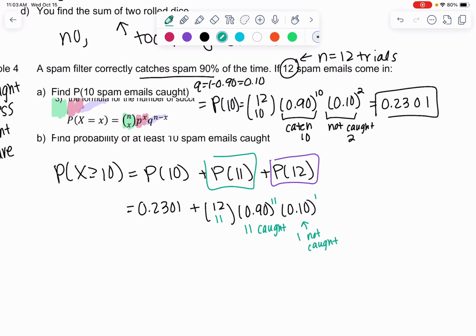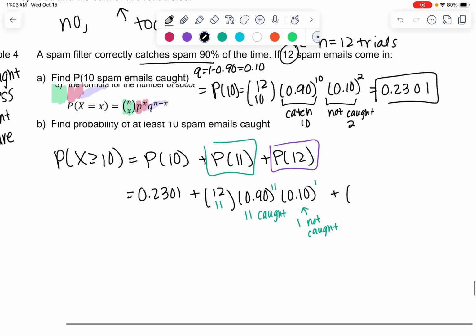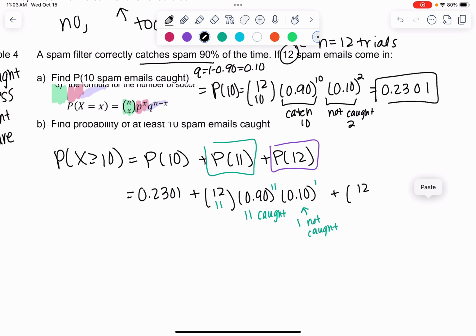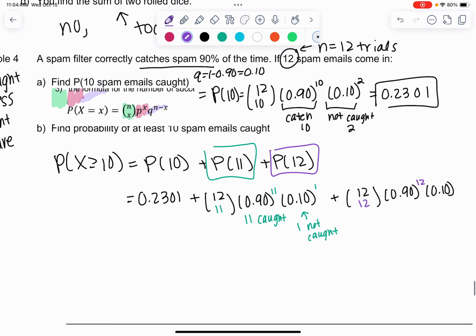And then we'll do it for 12, because we did at least 10, so that means 10, 11, or 12 are caught. So we choose 12. And then the probabilities stay the same. It's still 90 and 10, but now we have 12 of them caught. So think about it. If all 12 of them are caught, how many are not caught?